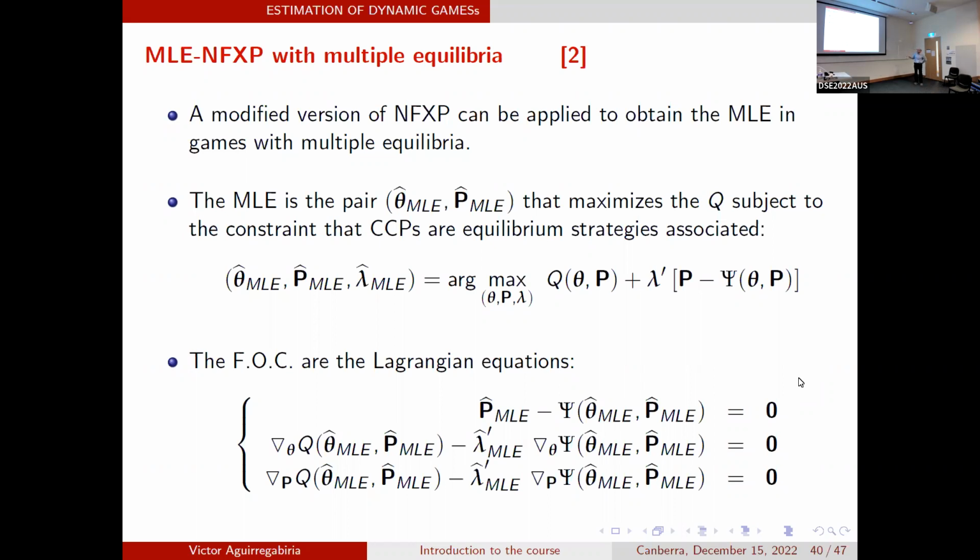Let me say that this is a well-defined constrained maximum likelihood estimation. Under the standard regularity conditions that are satisfied in this model, this estimator is consistent, asymptotically normal, and asymptotically efficient. Does it matter that we have multiplicity of equilibria? Not at all. It's a model with multiplicity of equilibria, but this is a standard constrained maximization problem.